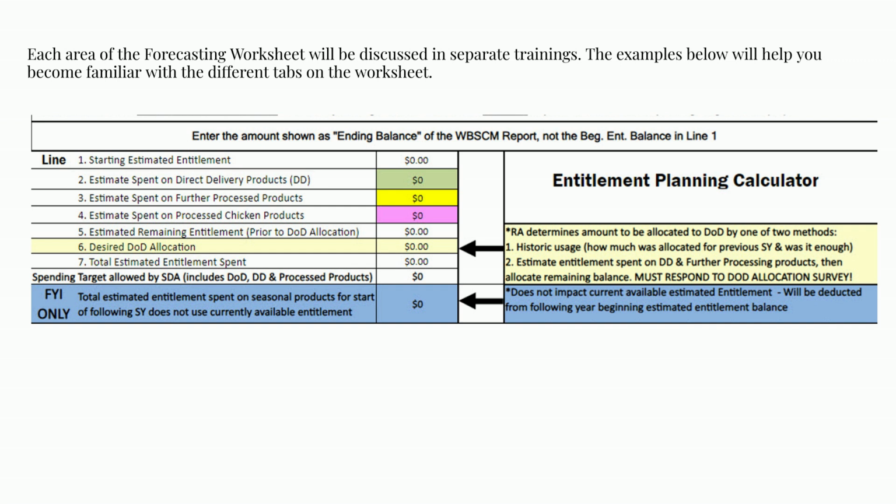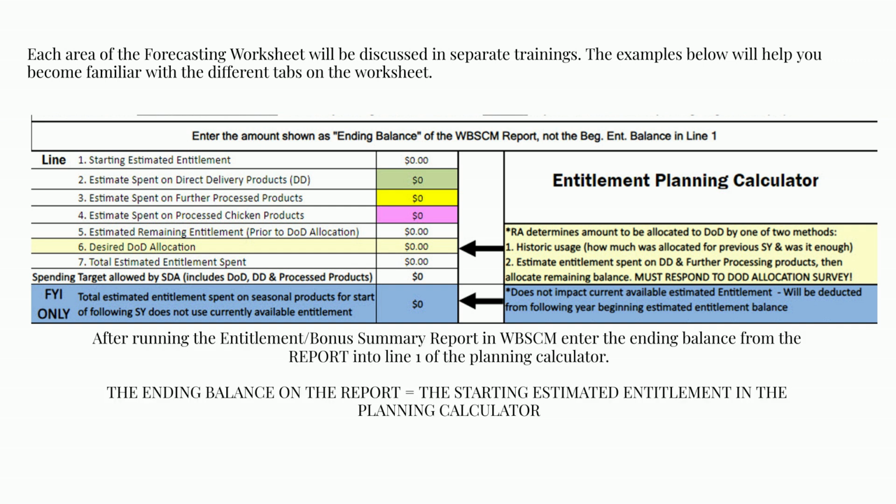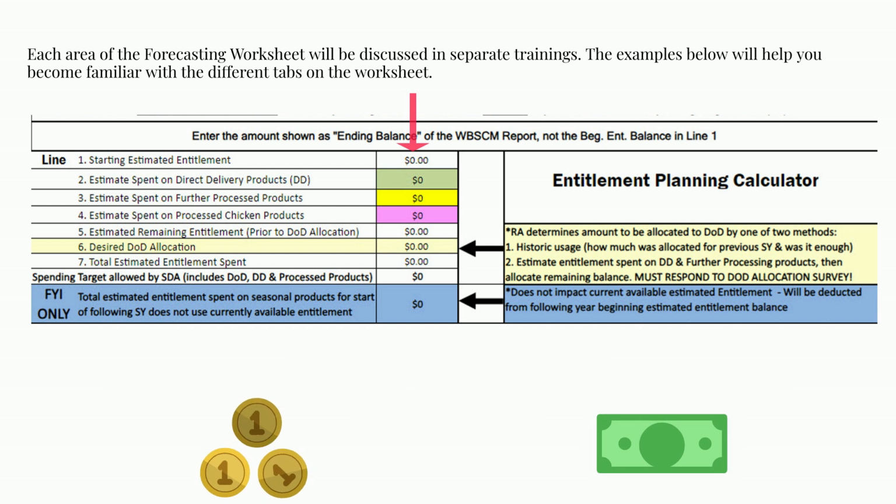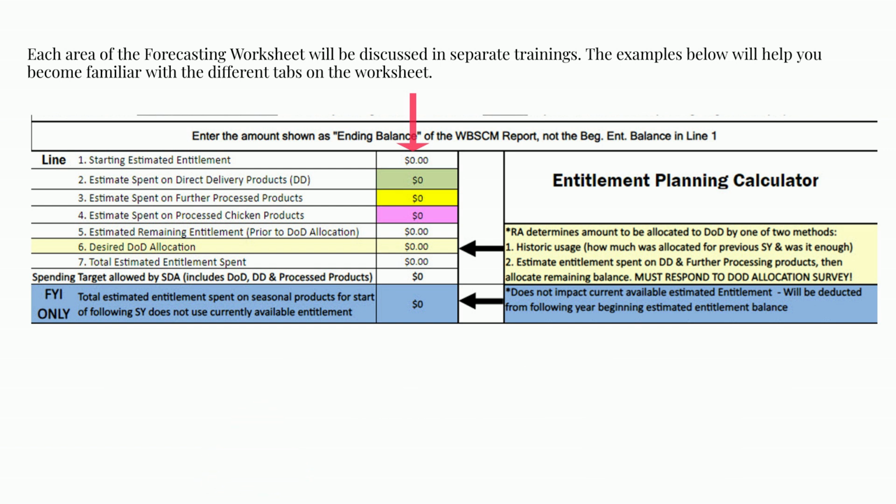There are 3 tabs on the forecasting worksheet: direct delivery, further processed, and processed chicken. Each area of the forecasting worksheet will be discussed in separate trainings. The examples below will help you become familiar with the different tabs on the worksheet. After running the entitlement bonus summary report in WebSCM, enter the ending balance into line 1 of the planning calculator.